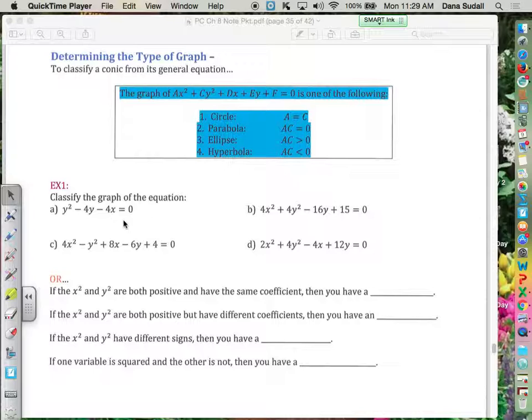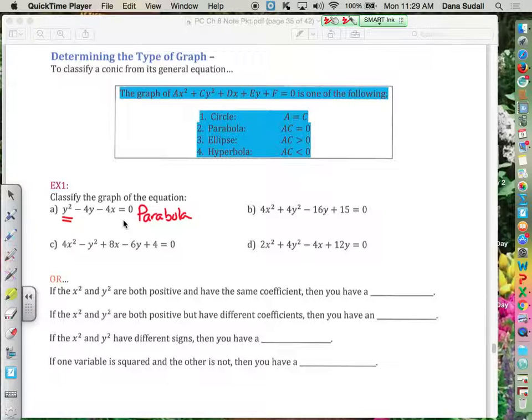So that first example is going to be a parabola. And it'll be one that'll open either to the left or to the right because it's a y that's squared. And we'd have to put it in standard form to decide which direction it would open there.